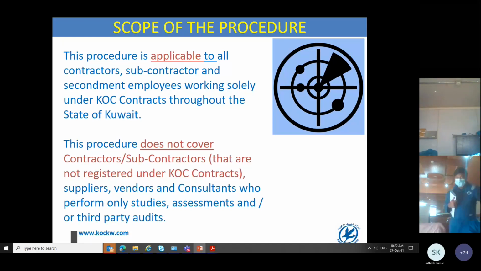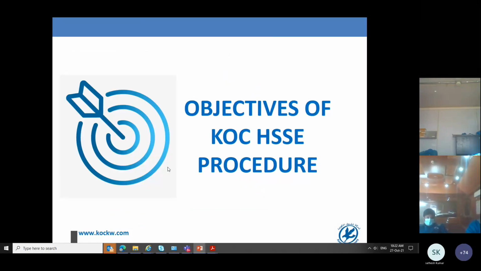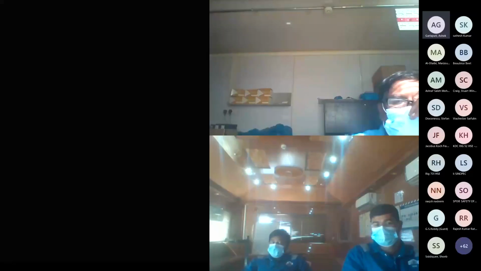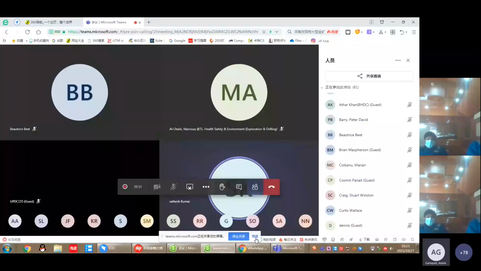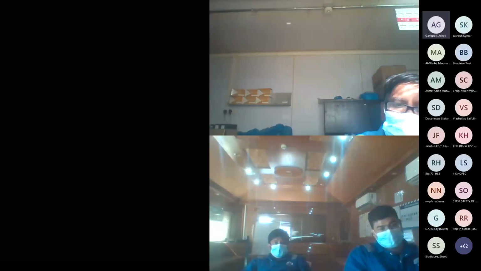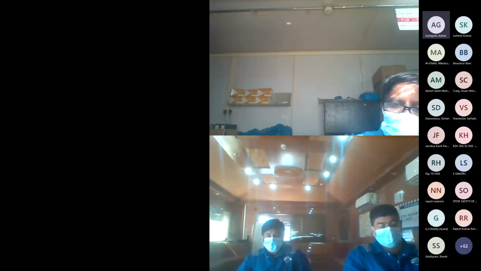So ISO auditors come, so it is not applicable to them. Only the signed contracts, it is applicable. Okay. And now changing the slide to the objectives of this procedure. Basically, to identify and implement relevant welfare measures as per applicable statutory obligations, as I was telling, KPC standards also, and implementation of international guidelines and standards, including the International Finance Corporation, which we are going over now.